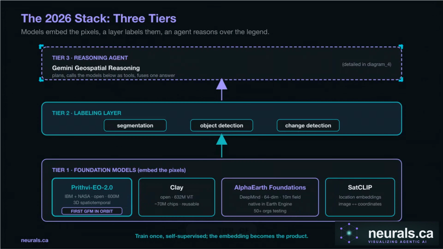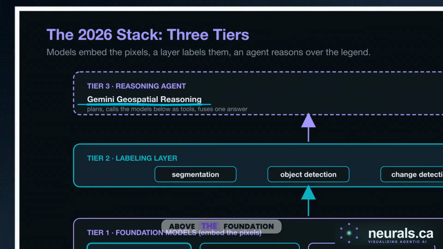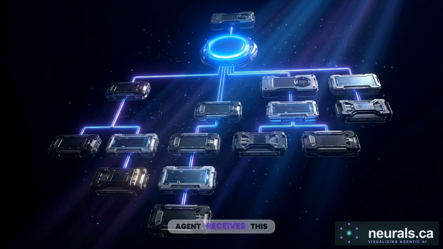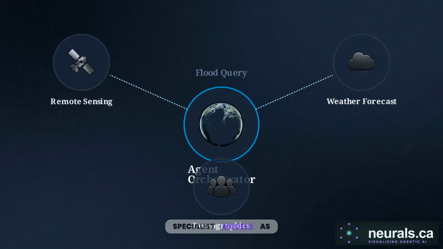Looking back at the top tier of our diagram, we see the final piece of the stack, the reasoning agent. Google Earth AI uses a Gemini agent sitting above the foundation and labeling layers to actively read the map's legend. A user can type a natural language question, like asking which specific neighborhoods are most vulnerable to a recent flood. The agent receives this and immediately breaks it down into a multi-step execution plan. It begins orchestration by calling out to specific specialist models as tools.